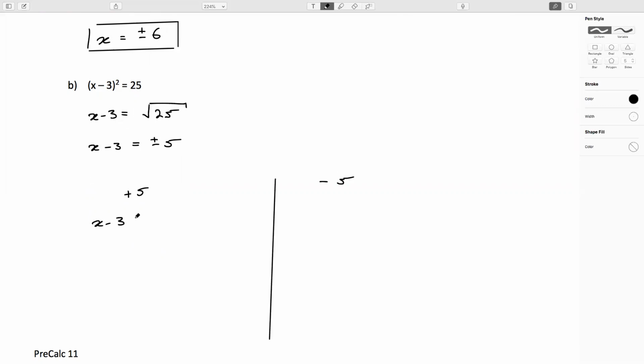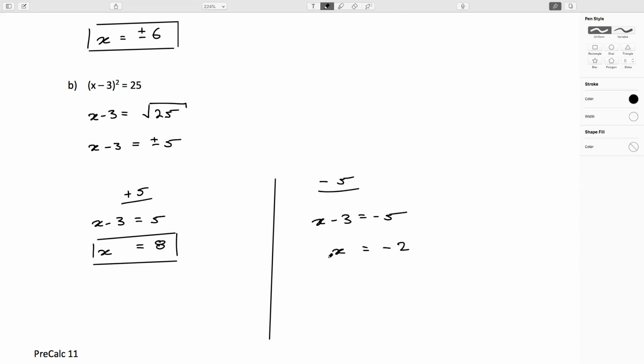x minus 3 equals plus 5. We can move the 3 to the other side by adding it, and x will equal 8. That will be one of our answers. If we do minus 5, x minus 3 equals negative 5. When we add 3 to both sides, we will get x equals negative 2. We need to account for both of these or we will be missing one of our solutions.